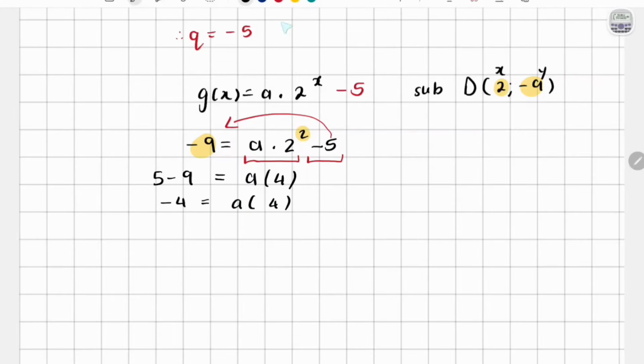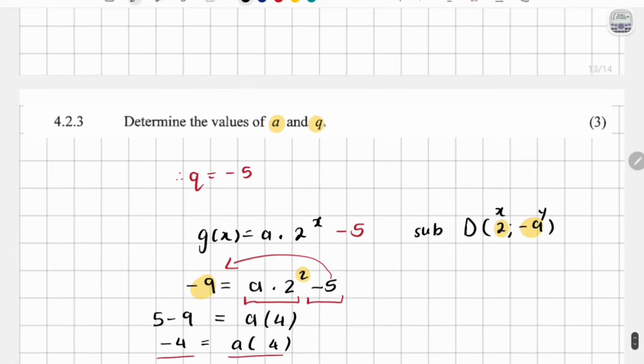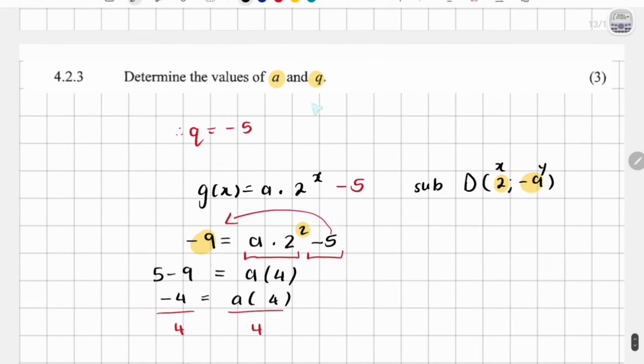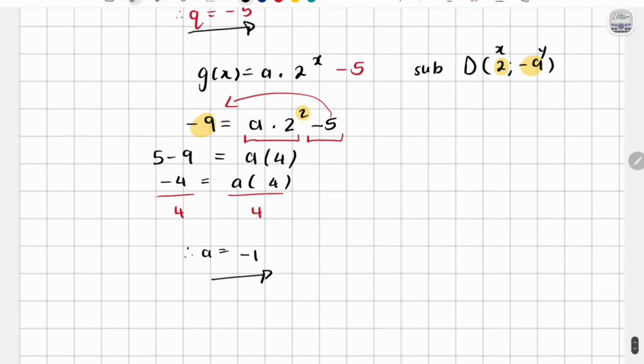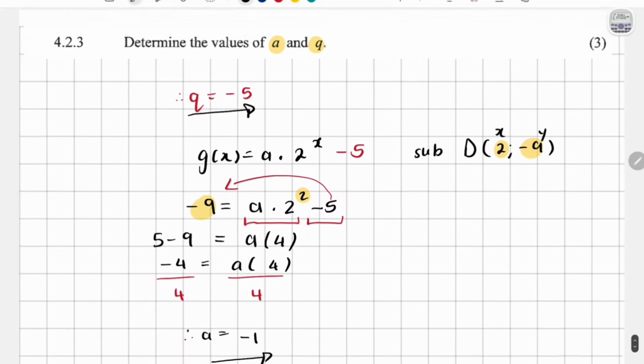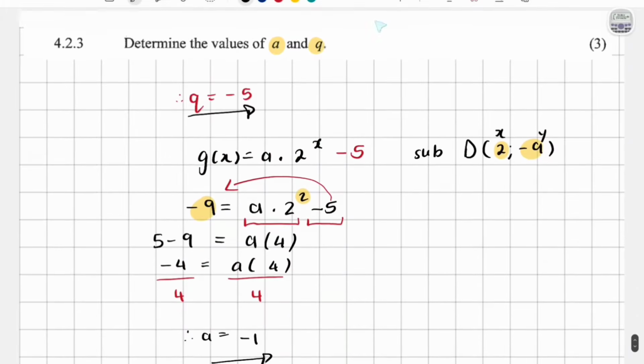And then we just need to solve for A. So get rid of the 4 by dividing both sides of the equation by 4. And so that means that A is actually equal to negative 4 over 4, which is negative 1. So there we got A as well. Remember they did say find the values of A and Q. So this is Q and this is A. And there we go. So we move on now to the next question, 4.2.4.